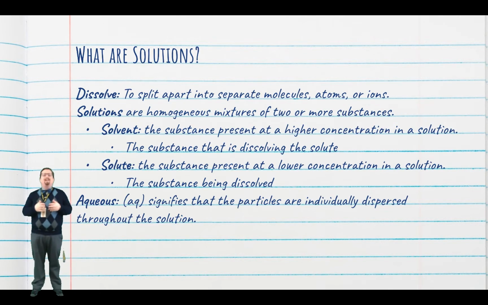Well, first off, what does it mean to dissolve? When a substance gets dissolved, it means that it splits apart into separate particles, molecules, atoms, or ions. We'll see an animation of that here soon. Solutions are mixtures of two or more substances. They're considered homogeneous, which means they have a uniform composition throughout. Unlike heterogeneous mixtures, like sand, where you can see the different pieces, homogeneous mixtures are evenly mixed like sugar water.